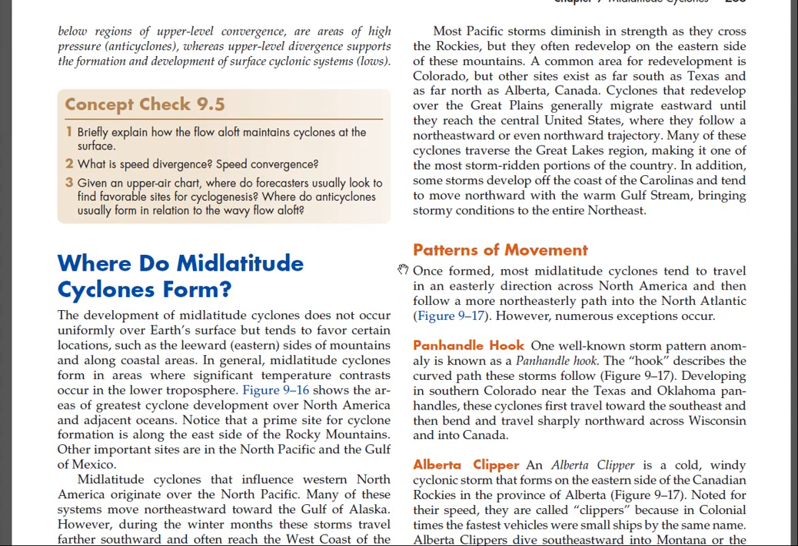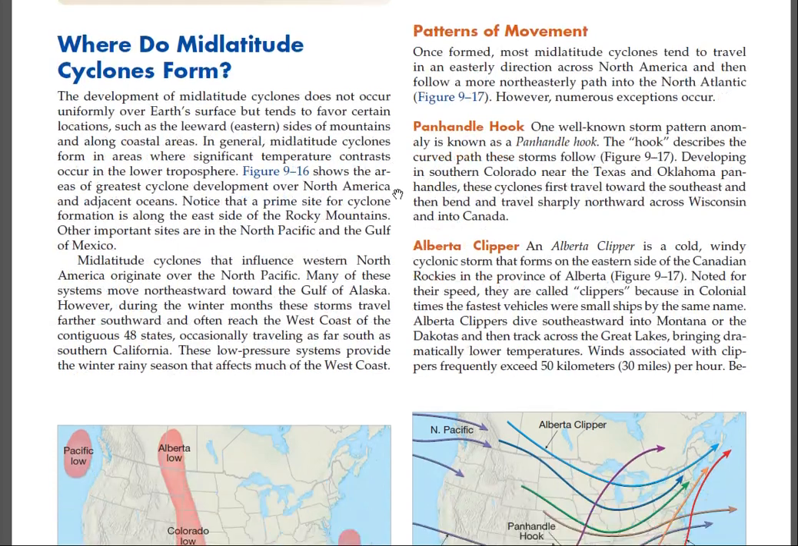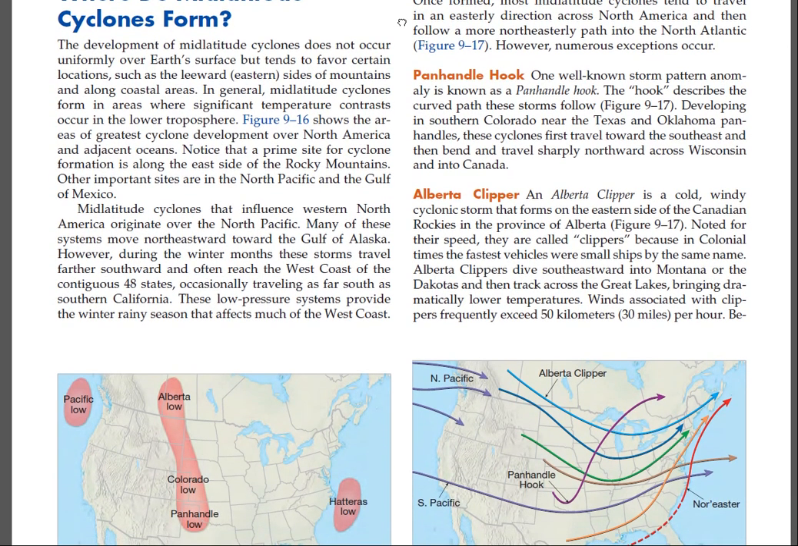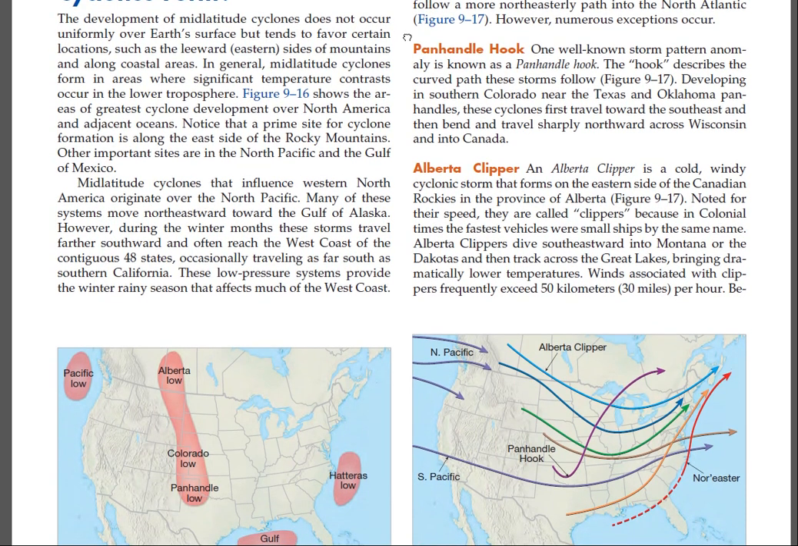Patterns of movement. Once formed, most mid-latitude cyclones tend to travel in an easterly direction across North America and then follow a more northeasterly path into the North Atlantic, Figure 9.17. However, numerous exceptions occur.